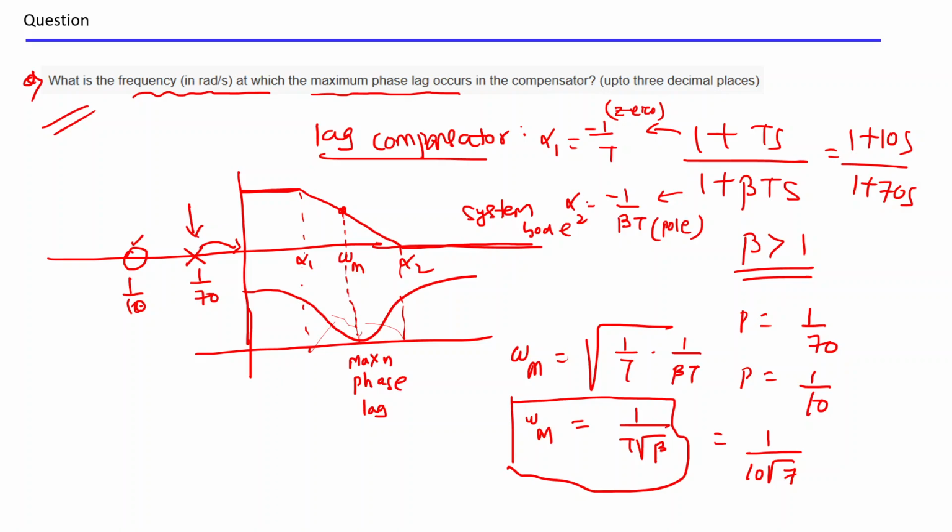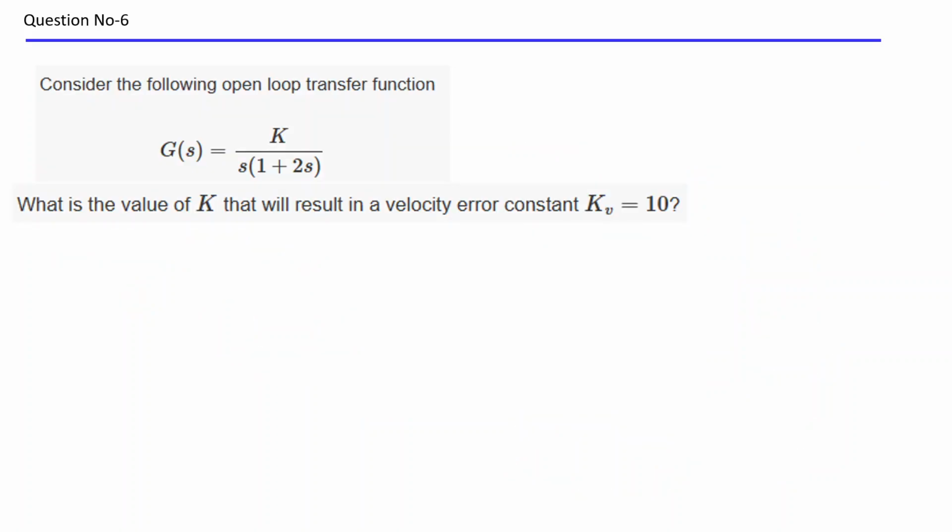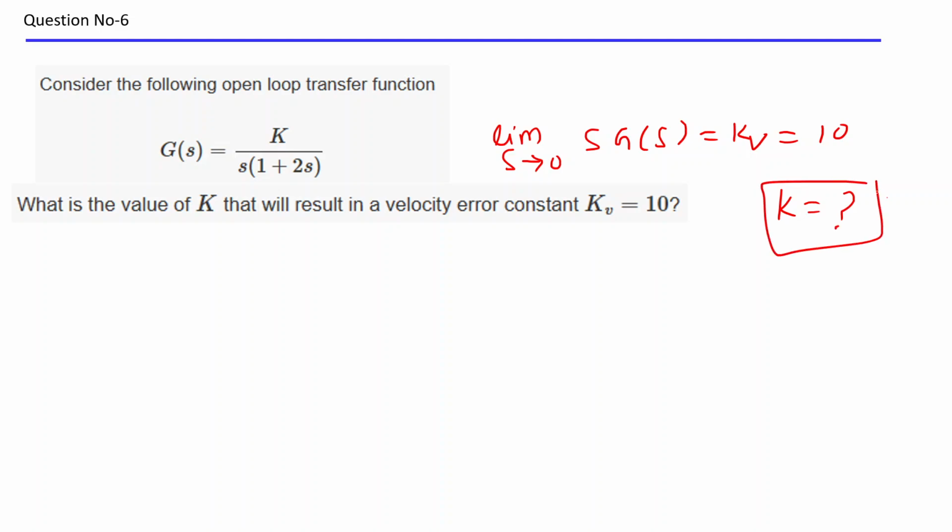Let us come to the next question. This is a very simple question. I already solved it. What is the value of k that will result in a velocity error constant of 10? You can do it by yourself. It's a very simple question. For this case, you find the limit as s tends to 0 of s into G of s, that is your Kv, and the Kv value is given as 10. Find the k value from that. K is by default 10. The same value will come.